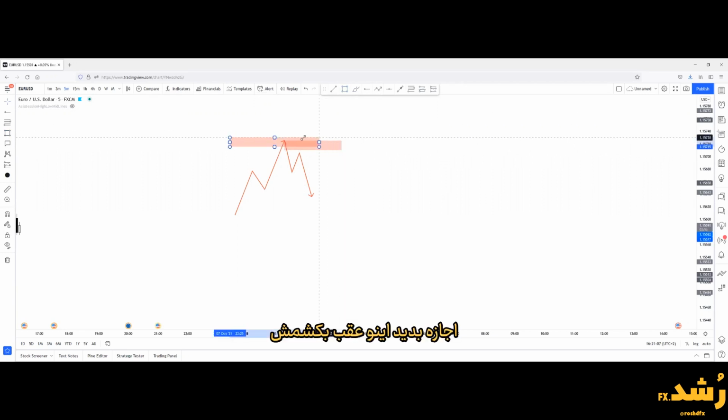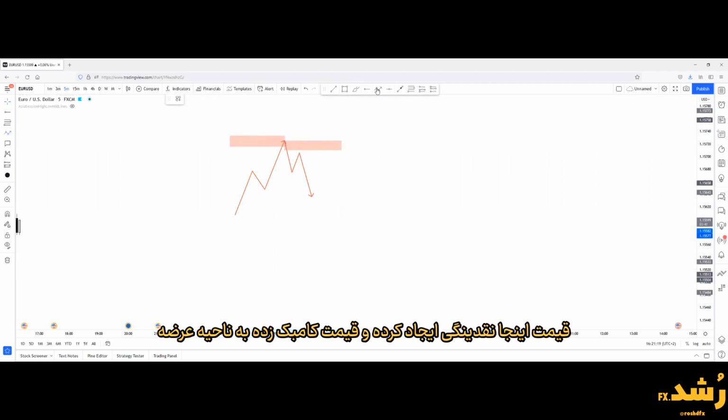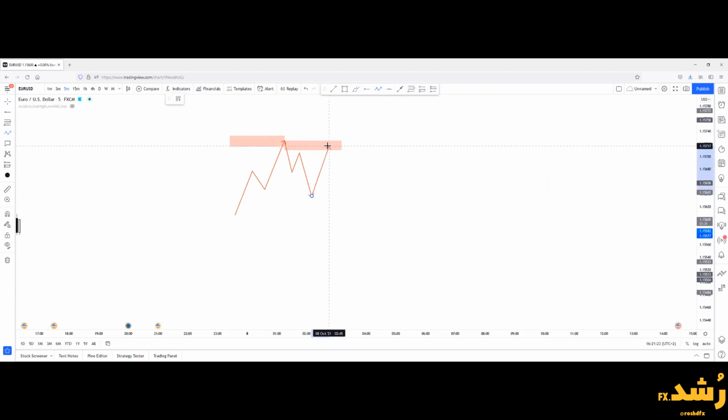Let me just pull this back here. Okay. So this is our new supply zone. But you can say that it's inside the overall supply zone, right? So it created liquidity above. Okay, price comes back up to this supply zone. It mitigates, then continues to the downside, right?